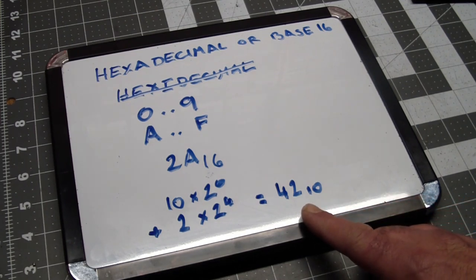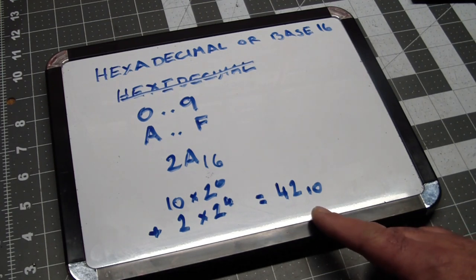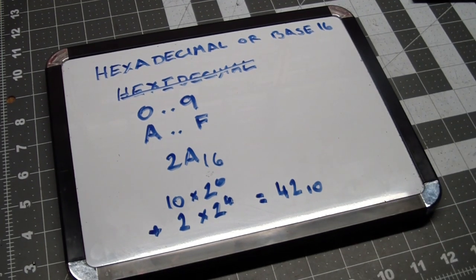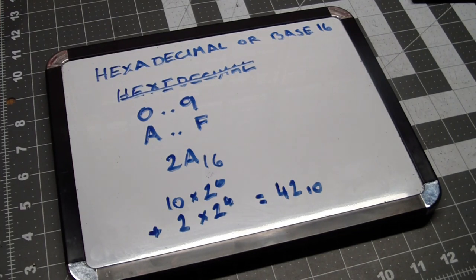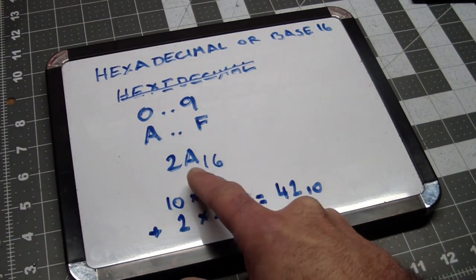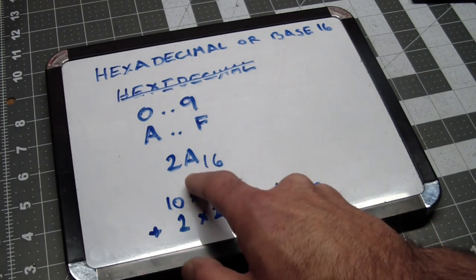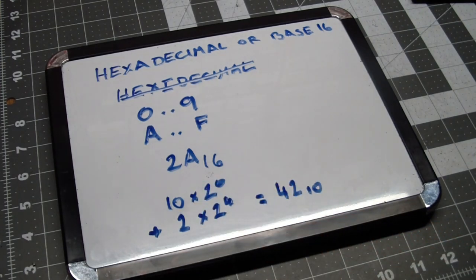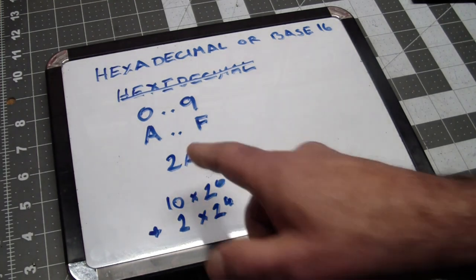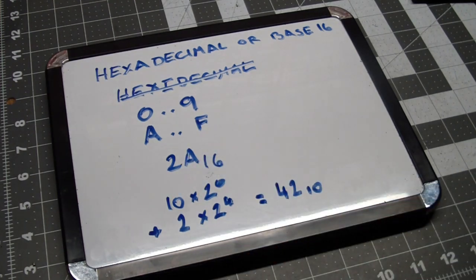Now, the advantage is obviously that this is much more compact than binary. In binary, this number would require 8 digits, and we brought that down to 2 digits. That may not seem like such a big deal when you're dealing with numbers less than 256, which requires 8 bits, but if you're doing a memory access, in binary it gets ridiculous with 16 digits.